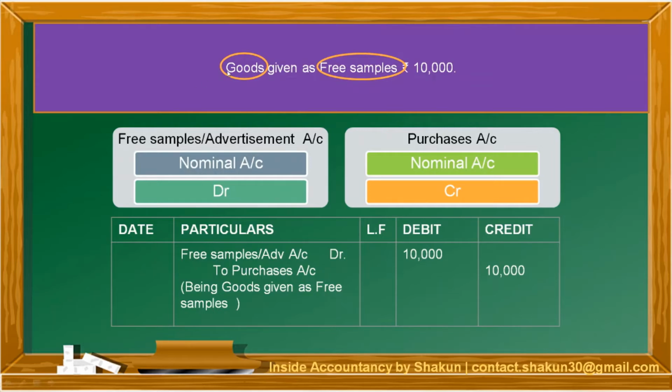Now coming to goods, goods are going out of the business, but are these sales? No, they are not sales. Therefore, it is reducing the stock of goods. Therefore, purchase account is credited. This is the second instance when purchase account is credited. So our entry can be free samples account DR or advertisement account DR to purchases. Free samples or advertisement is an expense, therefore debited, and purchases is credited because it is reducing our stock.